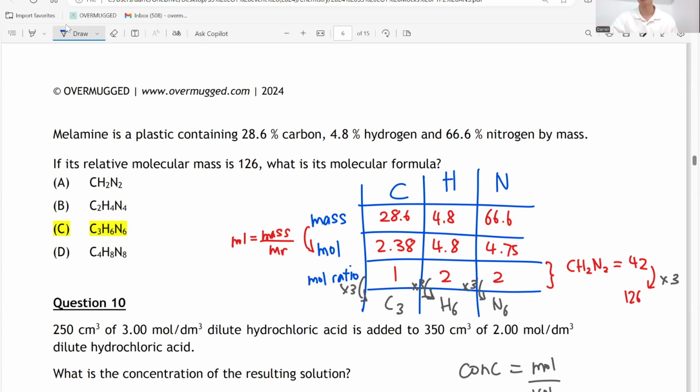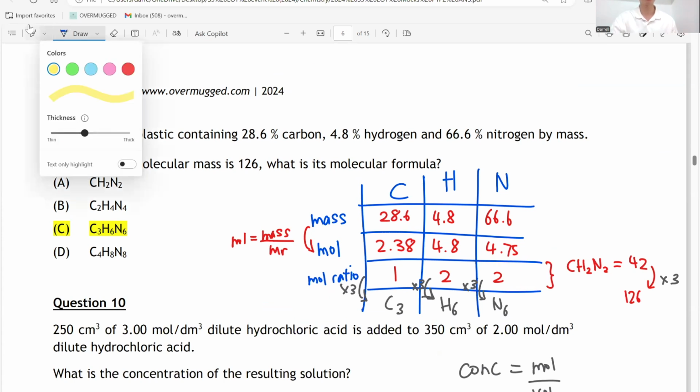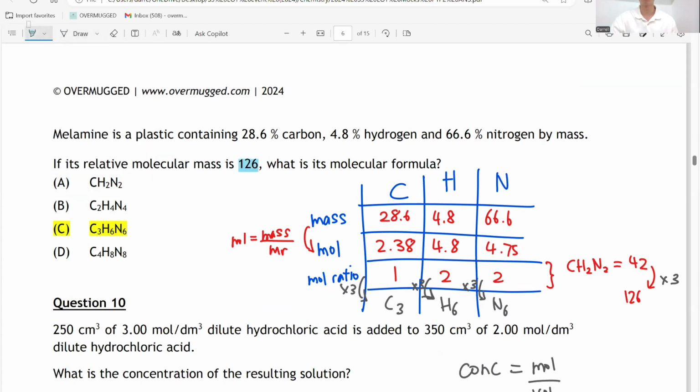There's a CH2N2. But the problem here is this. Even if you add up the total mass of a CH2N2, it only adds up to 42. But the question mentioned that your MR is supposed to be 126. So what this means is that having one set of this is not enough. In fact, you need 3 sets of this to form your actual molecule. That's why everything I times 3, your actual compound is C3H6N6.